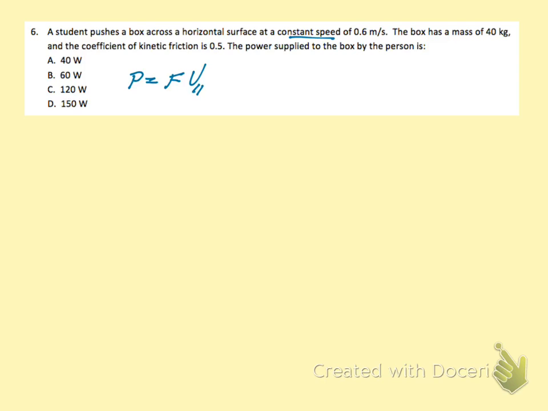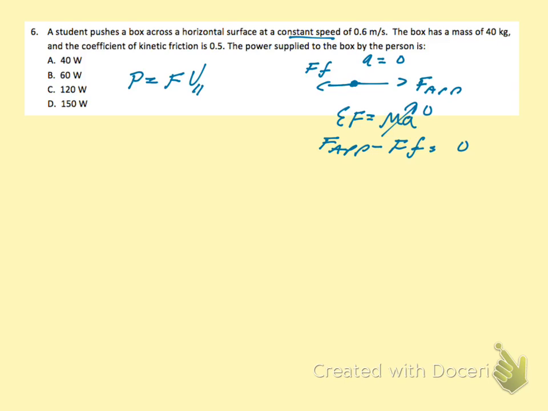All right, so if we know we're moving at a constant speed, we know the acceleration has to be 0. Right, so we have a box moving this way. We have an applied force, and we also have a force of friction opposing it, and with constant speed, acceleration is 0. So the summation of forces equals 0 because of the constant speed. There's no acceleration. We have force applied minus force of friction equals 0, or the force applied equals force of friction, right? So the force applied equals mu k mg, right?